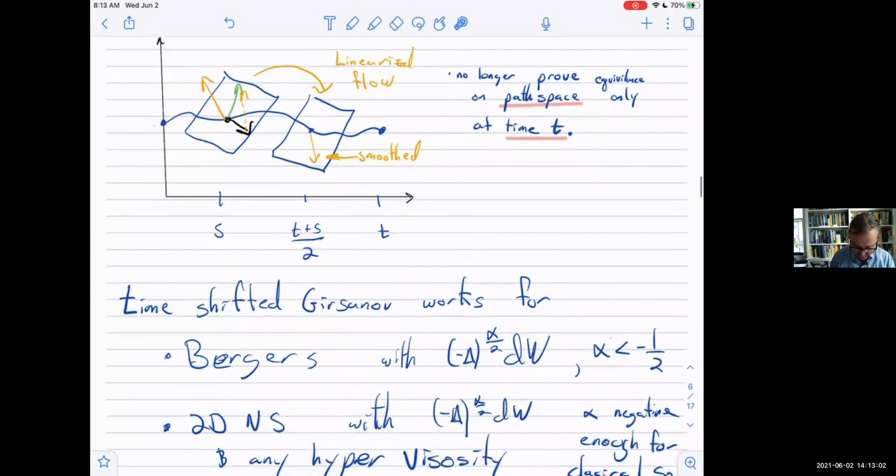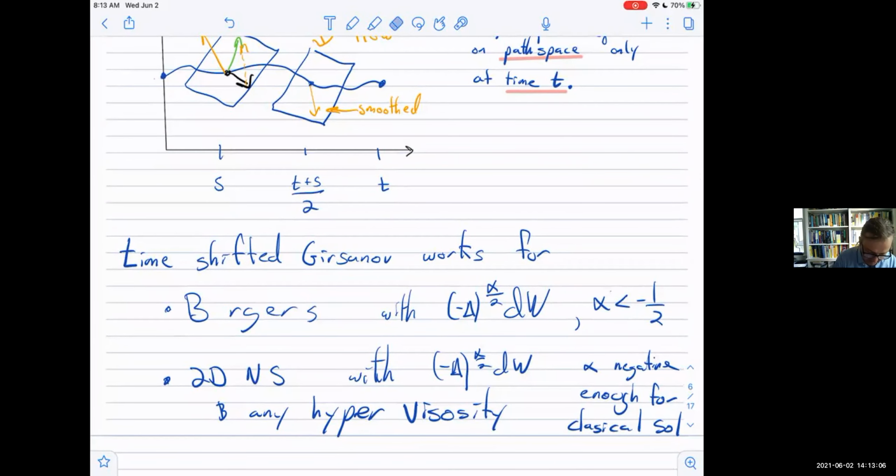Okay, so time-shifted Girsanov. It works for Burgers, with algebraic decaying covariance and alpha less than 1/2, and it works for 2D Navier-Stokes if you add any hyperviscosity. So that is to say that you replace the Laplacian in the equation with Laplacian to the power 1 plus epsilon, where of course I mean minus Laplacian, just defined spectrally. And all you really need is just that alpha is negative enough to have classical solutions. So I'm really not thinking about the singular case yet, all right? So this works for this, and these are old papers by Tufik Sweden and myself.